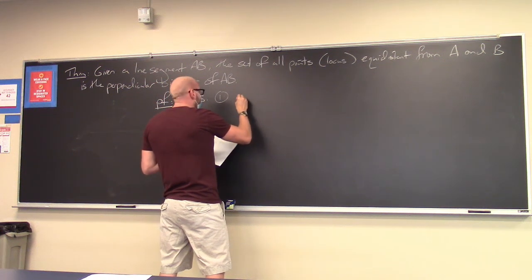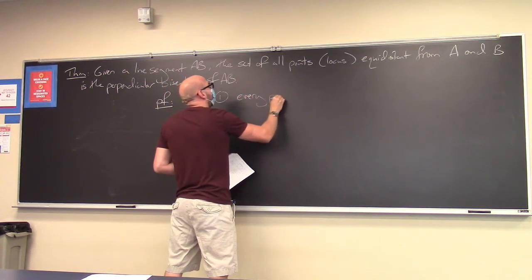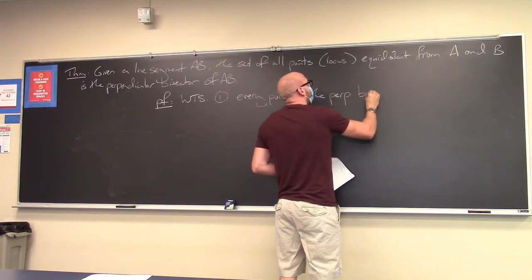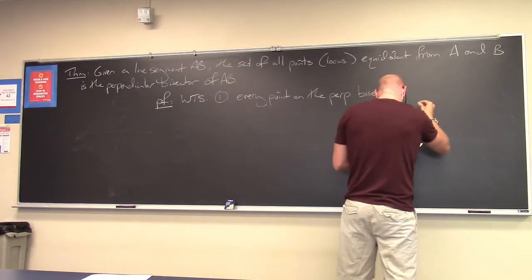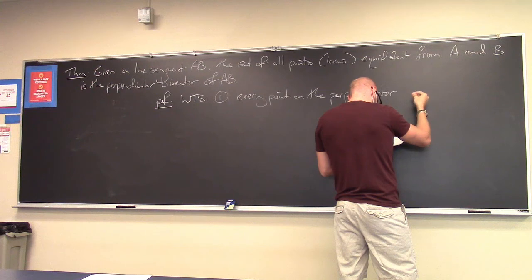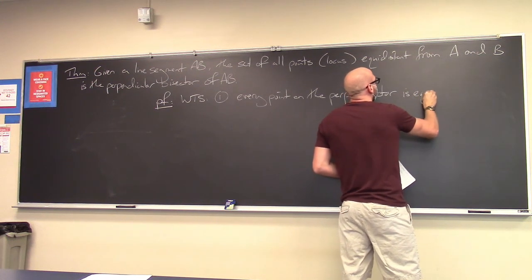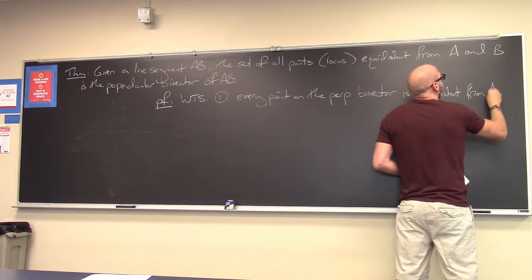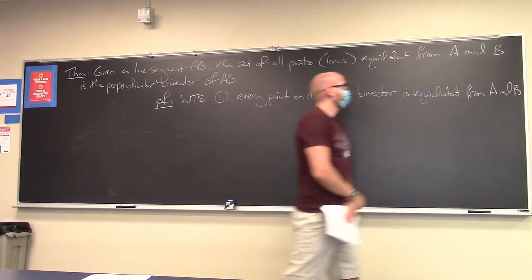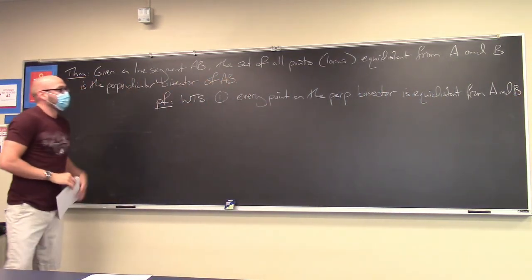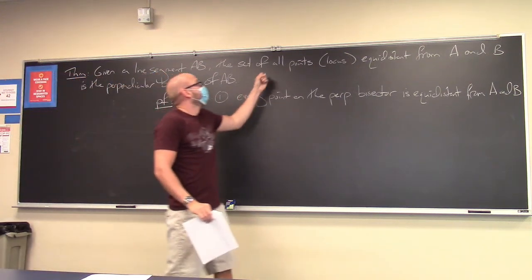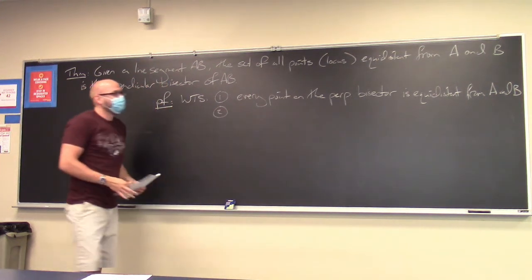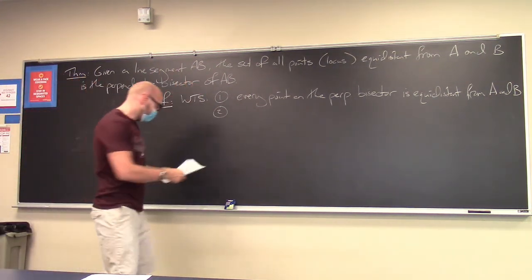One is that every point on the perpendicular bisector is indeed equidistant from A and B. Okay, so if you're on this perpendicular bisector, then you're on this set of all points that are equidistant from A and B. And two, the opposite. If you're equidistant from A and B, you're on the perpendicular bisector.